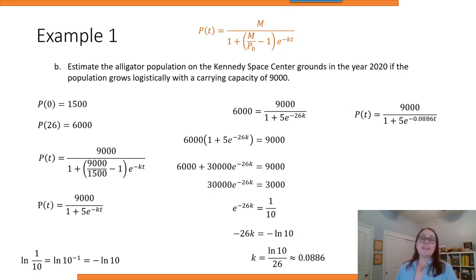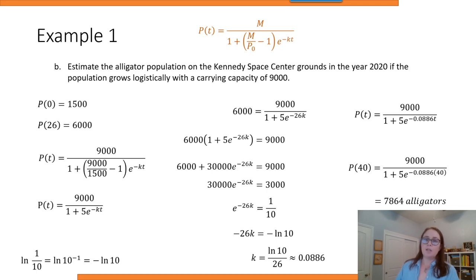And finally, I can answer their question, which was, again, what is the population estimate in 2020? So I'm going to plug in P of 40 again to this equation. And this time I get only about 7,864 alligators. So definitely a smaller population when using the logistic model where we're including that carrying capacity.